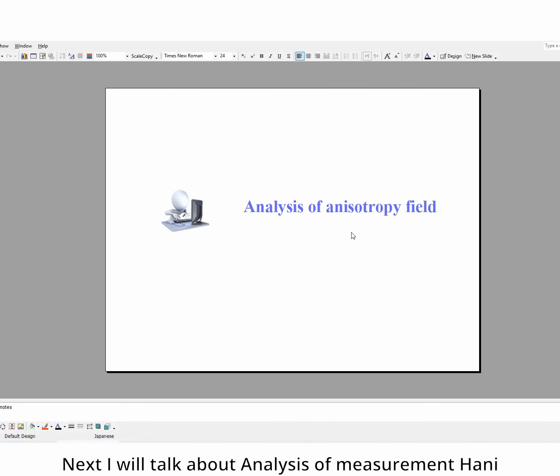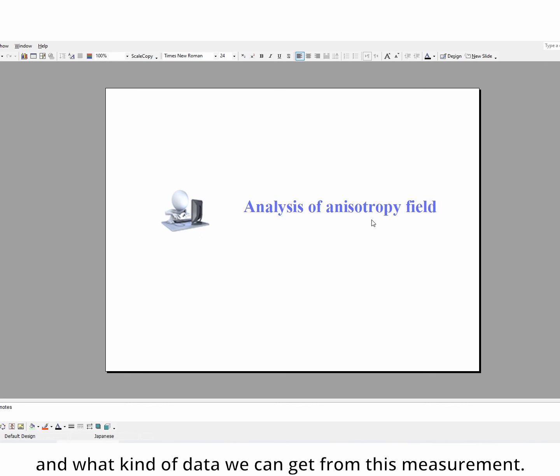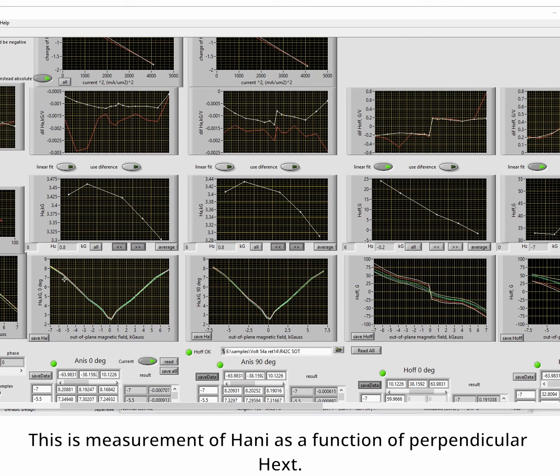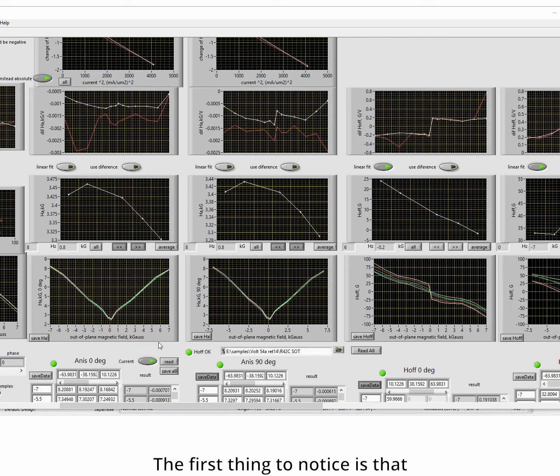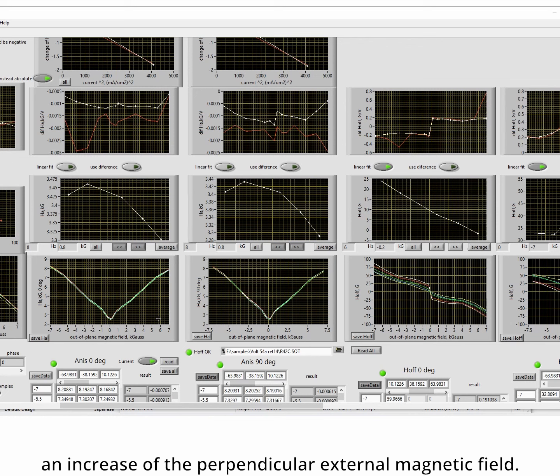Next I will talk about analysis of measurement of anisotropic field and what kind of data we can get from this measurement. This is measurement of anisotropic field as function of perpendicular external magnetic field. The first thing to notice is that anisotropic field increases near linearly with increase of perpendicular external magnetic field.